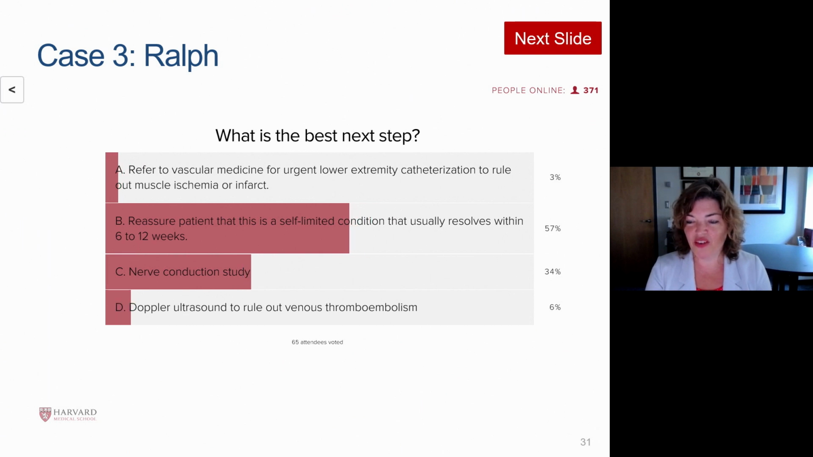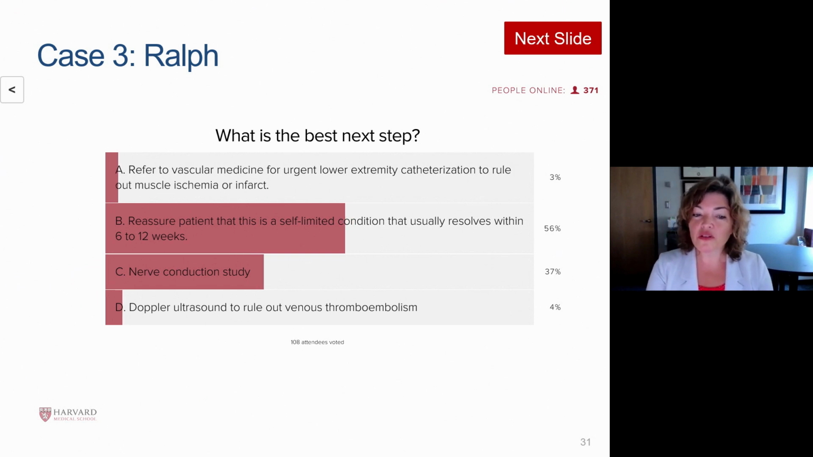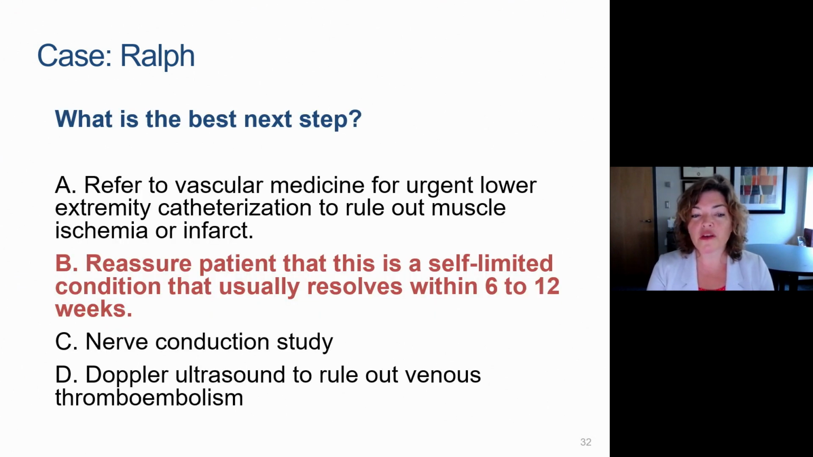Excellent. Very good. All right. I think we'll stop there. So most of you selected to reassure the patient that this is a self-limited condition. Others were a little concerned that maybe we might be missing something, but that is the right answer. And we'll go through what the condition is that this patient has in our discussion of neuropathy.